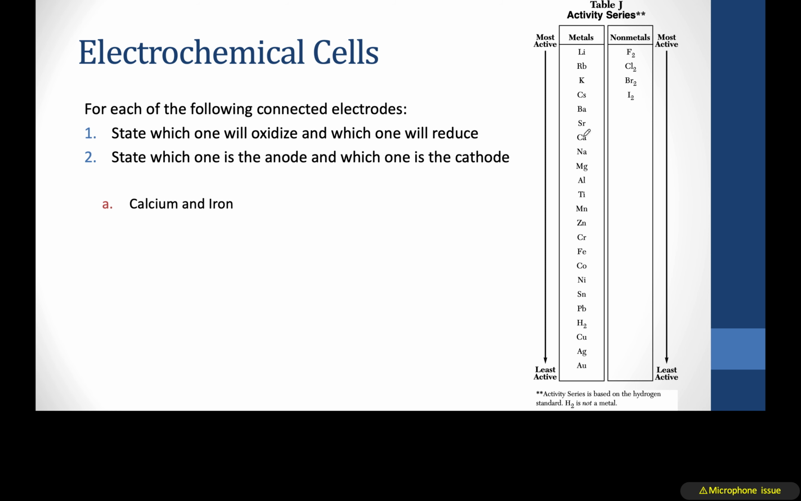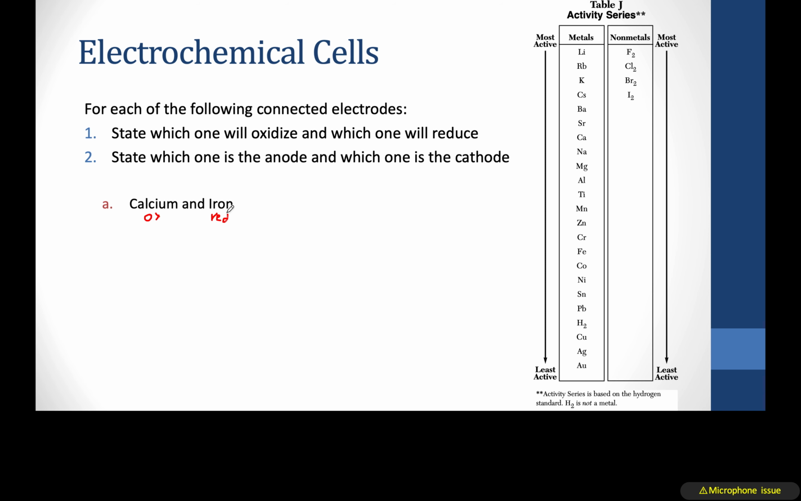So I'm looking for these in the periodic table, or in the activity series. Calcium's here, Ca, and iron is Fe. So calcium is going to get oxidized. I don't know where the next one's going to pop up. Okay, calcium's going to get oxidized, and iron is going to get reduced.